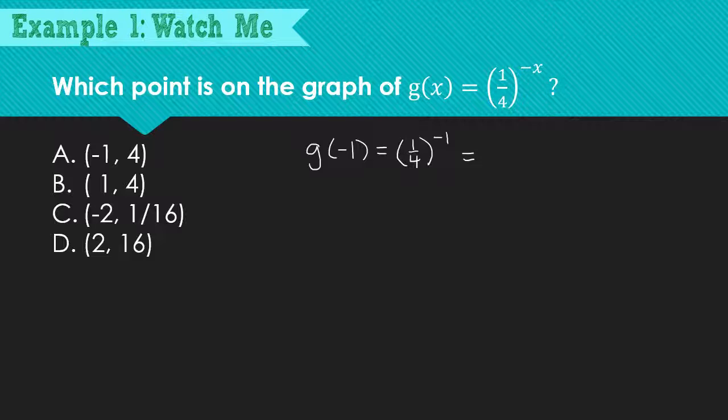When I evaluate this, 1/4 to the negative first power is going to give me positive 4. So (-1, 4), that is the same point that we have here in choice A. So A would be the correct answer. I don't even have to check the other points because I got my answer right away with choice A. If that one hadn't worked, we would have had to go down the list and evaluate it at our other x values to see which y matched.